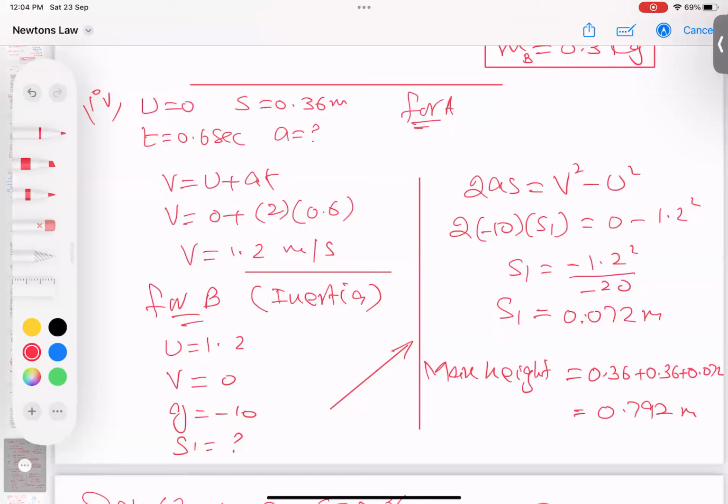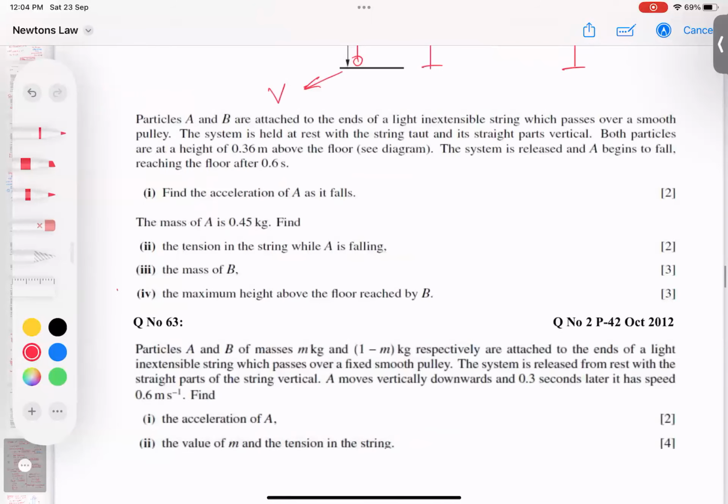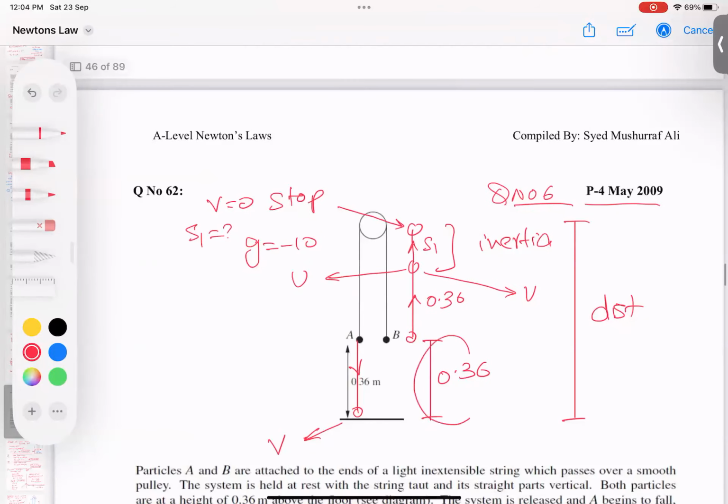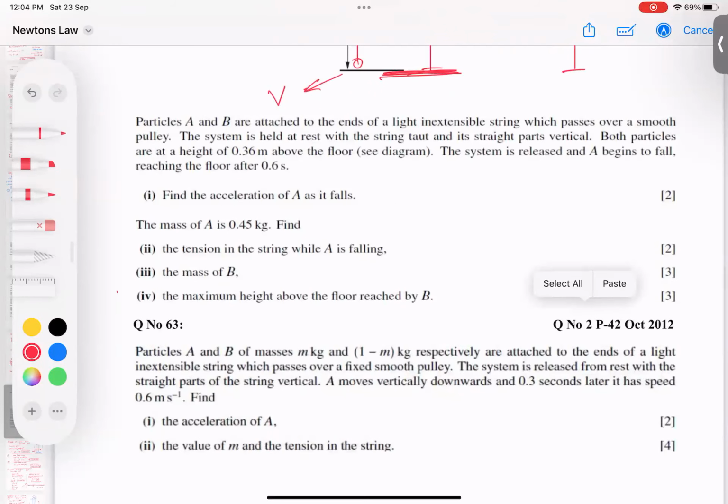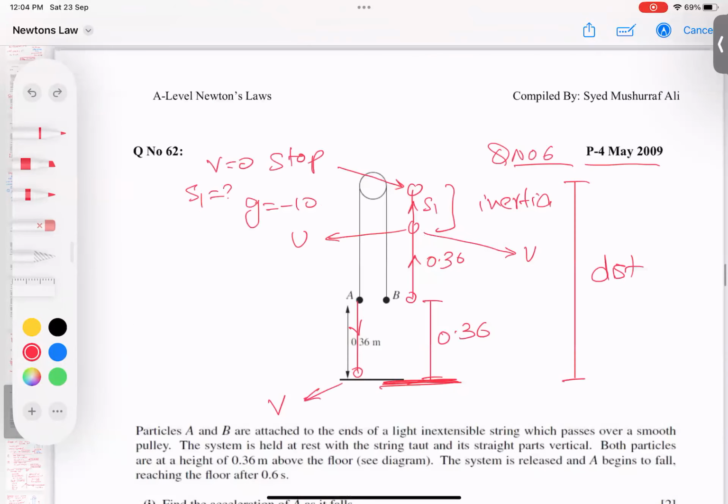So I hope the concept is very clear. This was a little harder, but anyway, this distance is already there, because he asked me for the height from the floor. So we need to find it from here. It is already at a height of 0.36, with one more travel and one extra travel due to inertia, and that's it. I hope the concept is very, very clear.